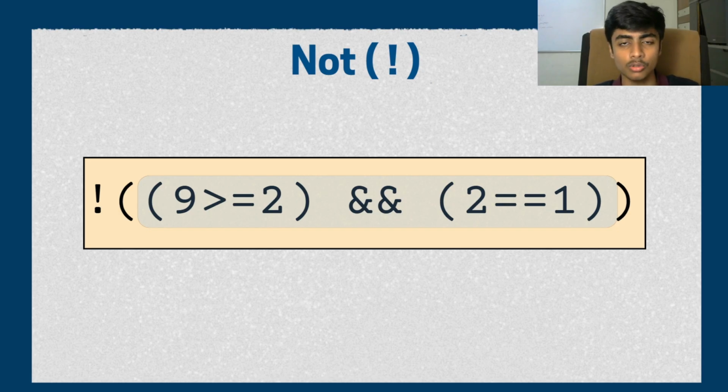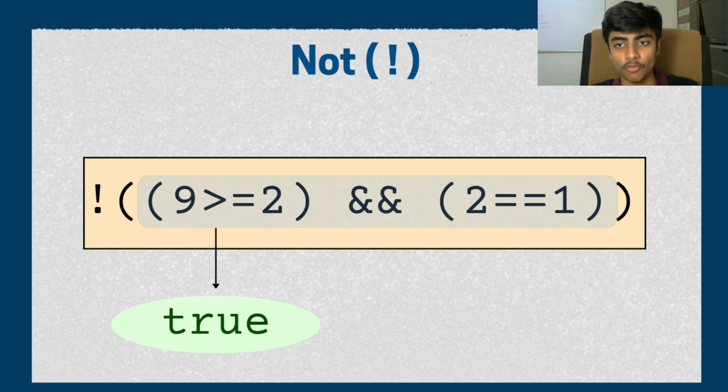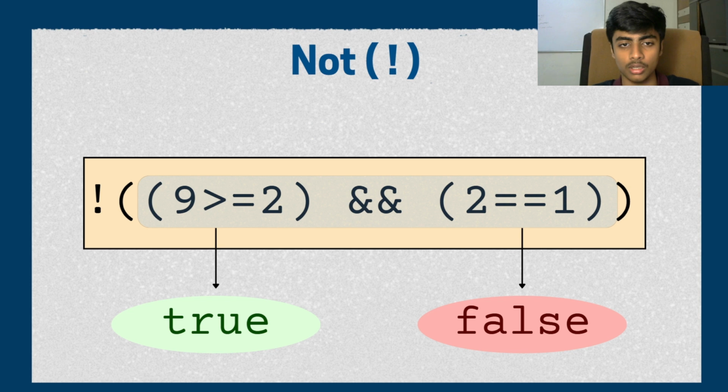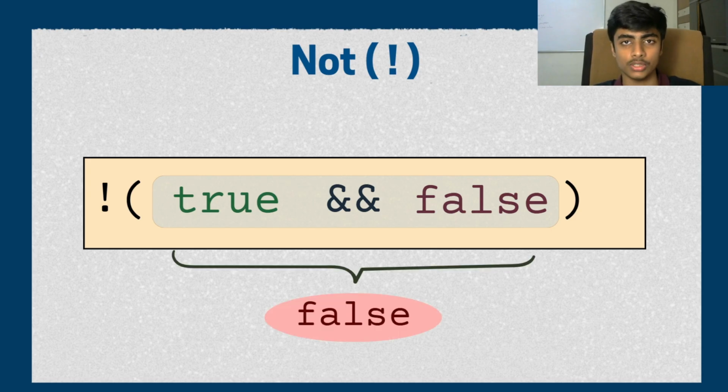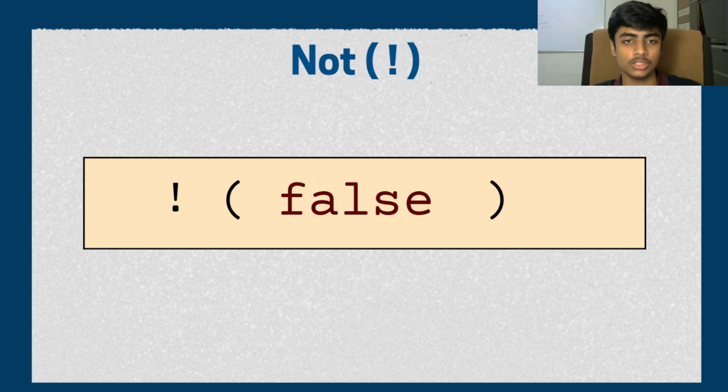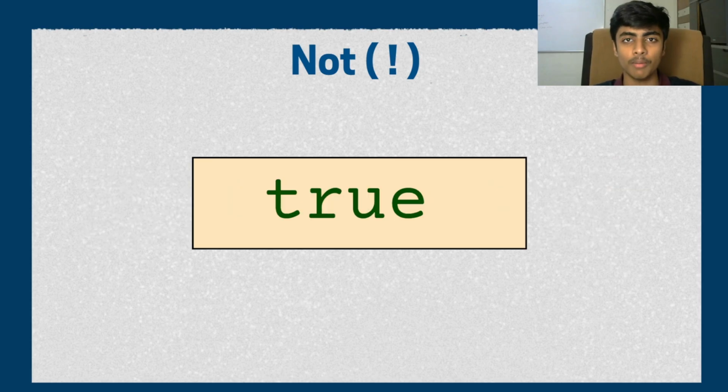We'll look at the first term. 9 is greater than or equal to 2 is obviously going to be true. And in the second term, 2 is equal to 1 is false. 2 is not equal to 1. I can write this as NOT of true and false. Now we'll have to evaluate this expression inside our brackets. We know that when we're using an AND operator, both our inputs need to be true for the final output to be true. Here, since one of the inputs is a false, this is going to be a false as well. NOT of this false is just going to be true. So where we have our brackets is going to change the output as well. You have to be careful when evaluating expressions using logical operators.